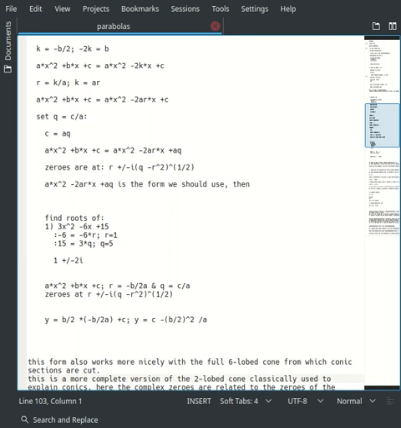And it works with the 6-lobe cone that I've demonstrated.